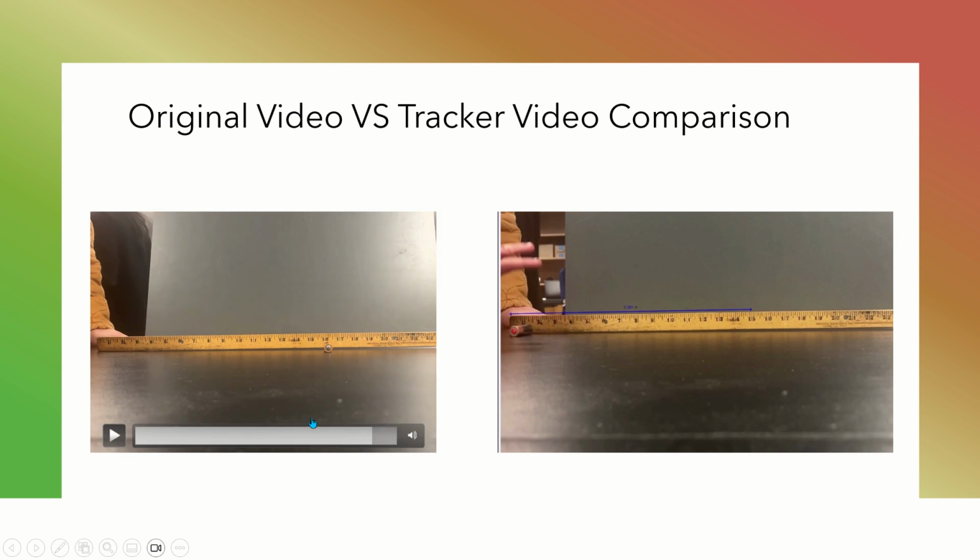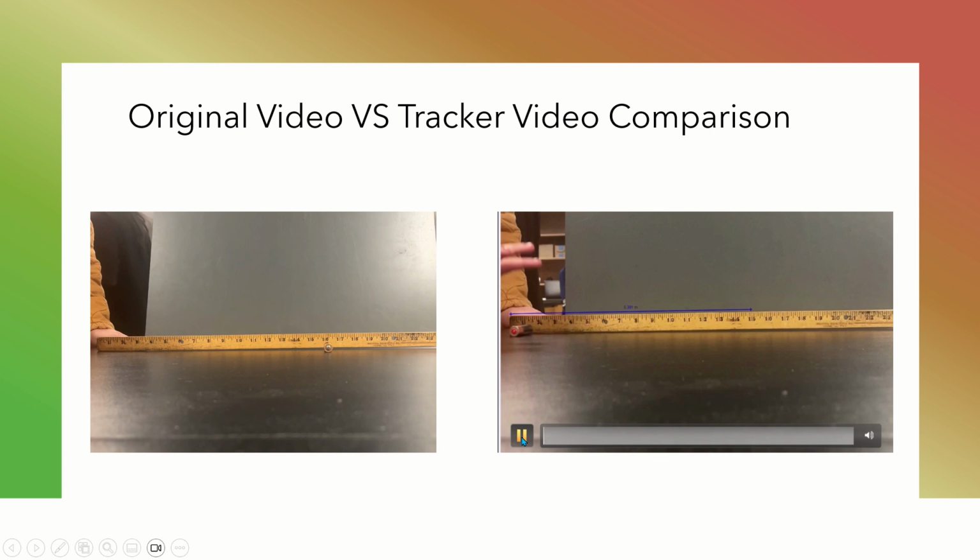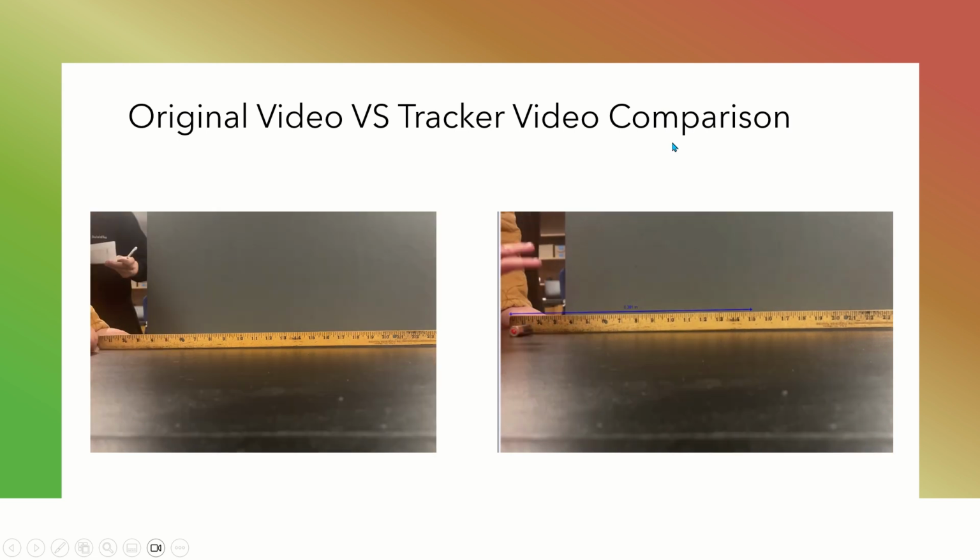So that's our original video. You can hear my teammates. We're all talking in the background, discussing this may be the attempt. And this is the GlowScript one, the tracker one, my bad. As you can see, we have the red line following the battery, which is our auto tracker, and we have the blue line, which is our calibration stick.